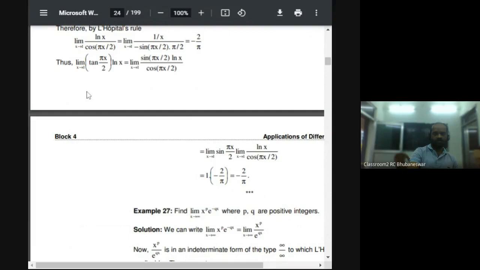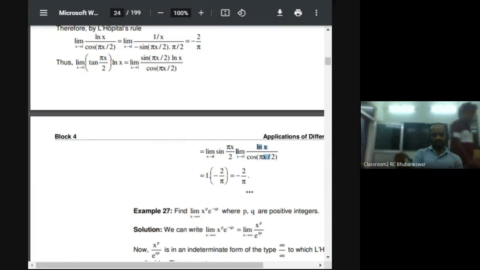So here, look at the expression. We have been given this question, that is limit tan pi x by 2 into ln x, and that is modified in the form of sine by cos, and finally here we have calculated the product of two functions. The first function is sine pi x by 2, and the second function is limit ln x divided by cos pi x by 2. So the limit of the first function is 1, and the limit of the second function is minus 2 by pi. So the multiplication of the two results gives us the final result, and the result will be minus 2 by pi.